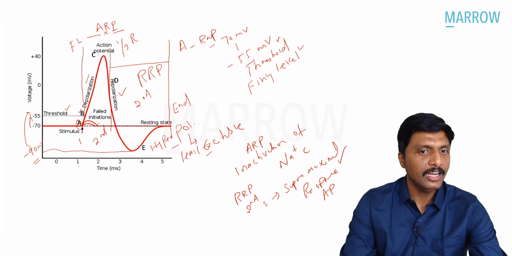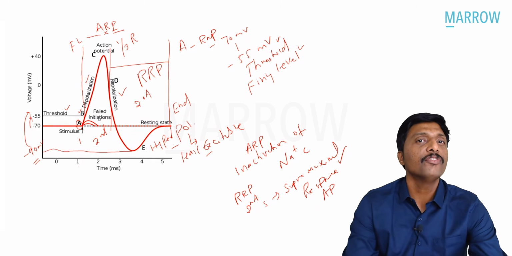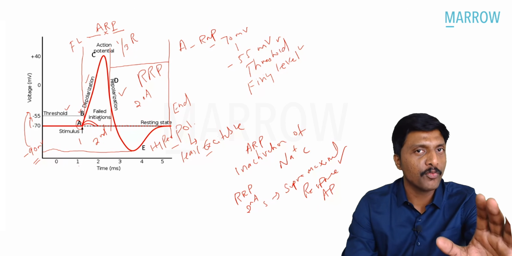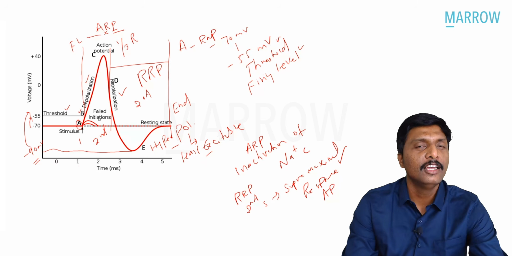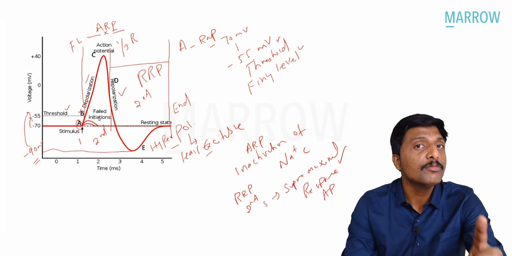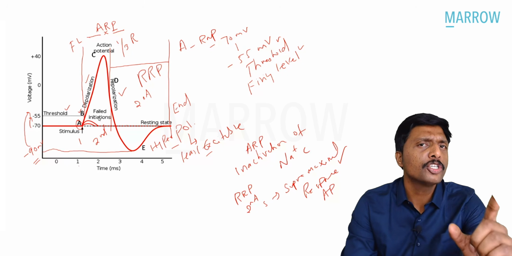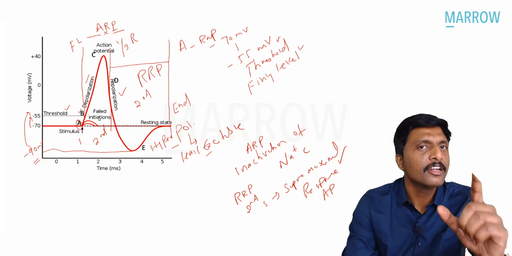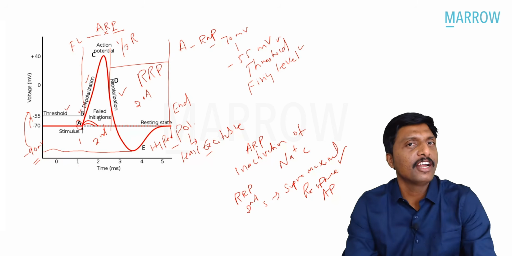From threshold till 1/3 of repolarization is the absolute refractory period. If you give a second stimulus here, the nerve will not respond because of inactivation of sodium channels. But during the relative refractory period, if you give a stimulus, and that stimulus should be supramaximal, a very high threshold stimulus, the nerve will respond. That's the difference between absolute refractory period and relative refractory period.